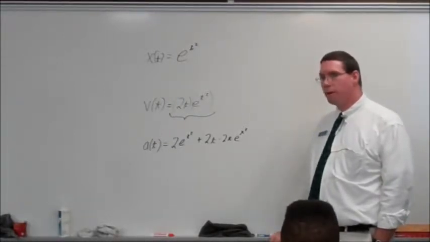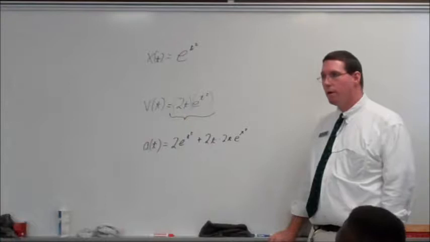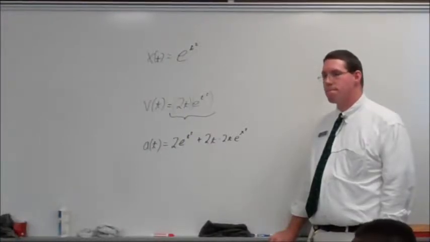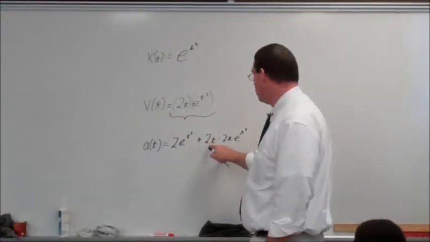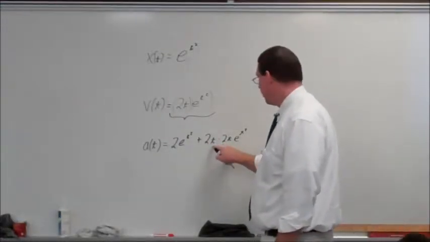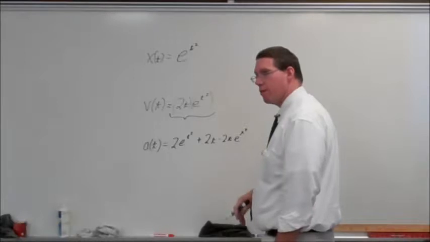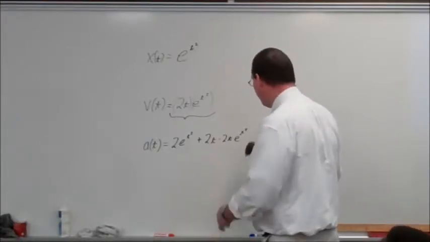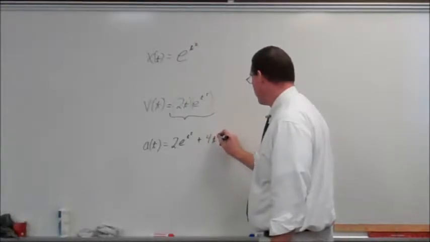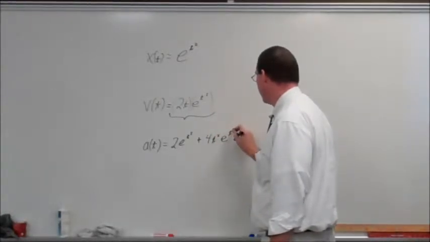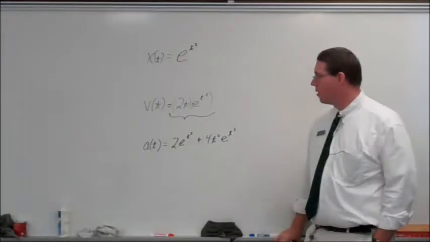Did you all follow what I just said? Did that make sense to you? Now it makes sense. Yeah. So we can multiply. Yes, we can multiply these. 2 times 2 is 4, t times t is t squared. That's right. So I'm going to change this up a little bit, and I'm going to make it 4t squared e to the t squared. There we go. There is the acceleration.